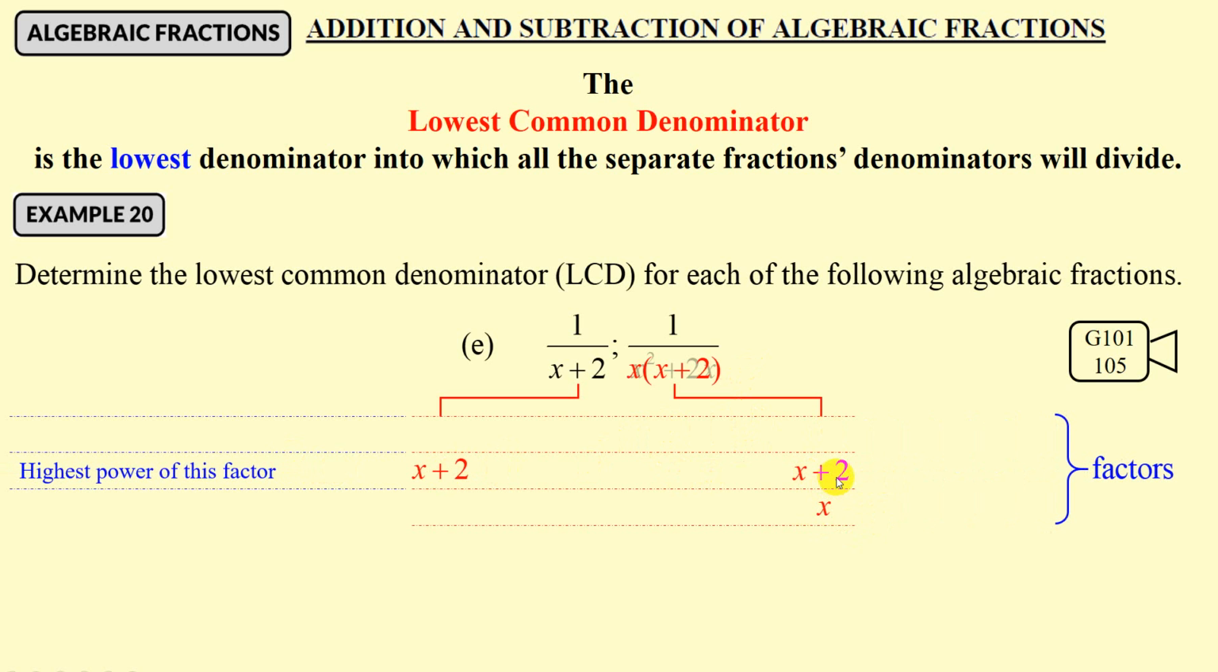Highest power of this factor, well, clearly x plus 2. Highest power of this factor, clearly x. Multiply them. There's your lowest common denominator.